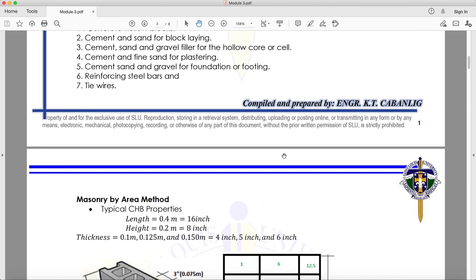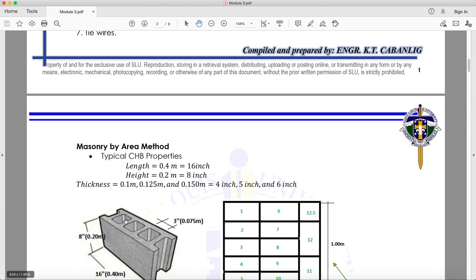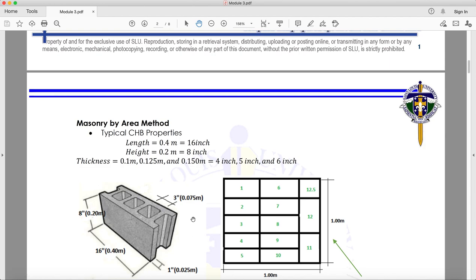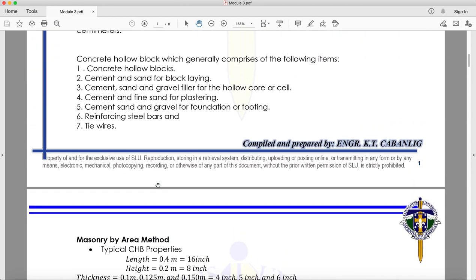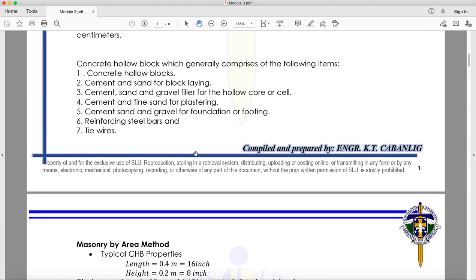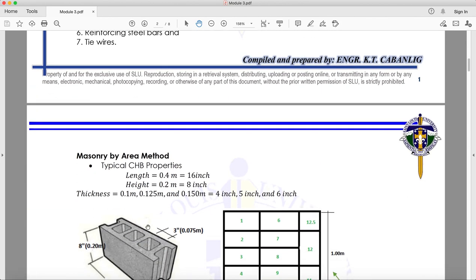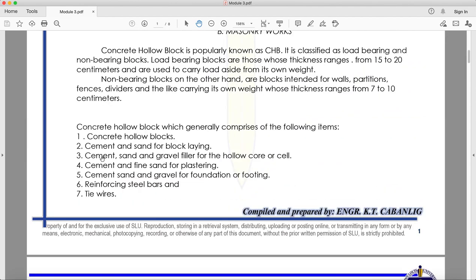So, ano ba yung core or cell natin? Itong void. This void here. This is the typical CHB that we use in the construction industry for residential walls, commercial buildings, or high-rise buildings. So yung sinasabi natin na core or cell, ito yung void. We place there the combination of cement, sand, and gravel, which you call cement filler.